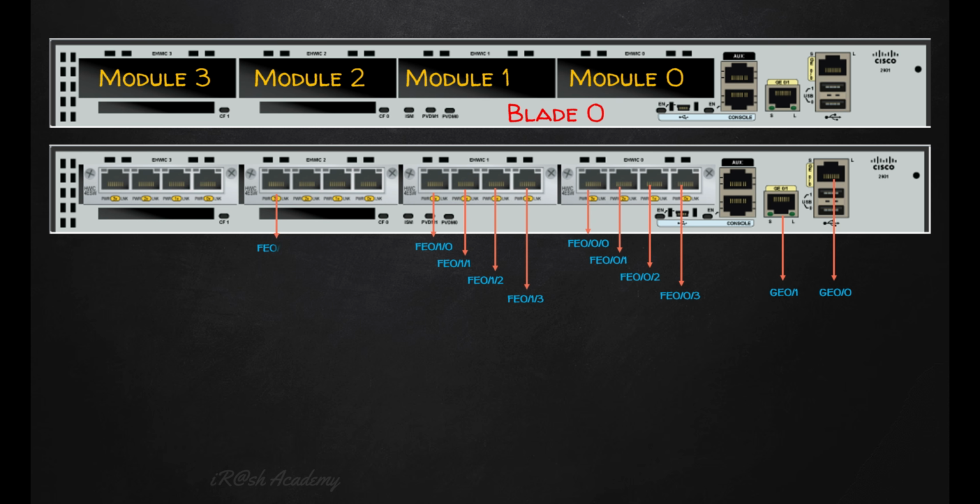Now when we go to module 2, we can name the interfaces as shown on the screen. Here you can see the blade number stays 0, but the module number changes to 2 and the interface number follows as it is. Now let's go to module 3, and we can name the interfaces in module 3 as shown on the screen. Here you can see the blade number remains 0 and the module number changes to 3 because this is module 3, and the interface number stays as it is.